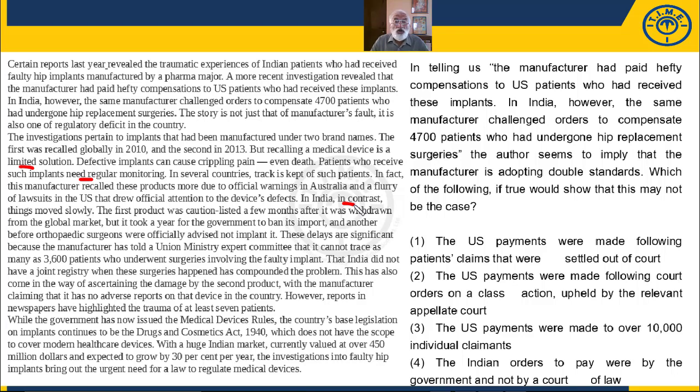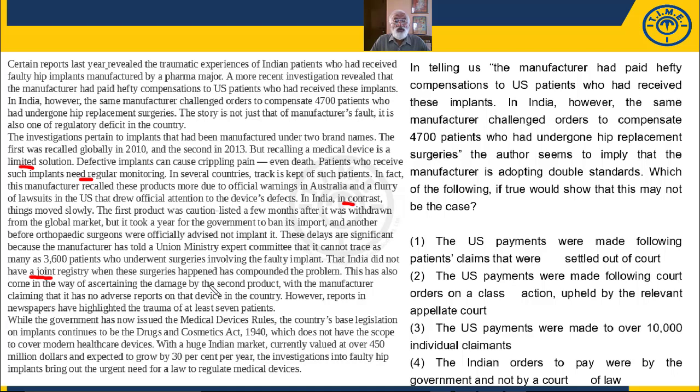That India did not have a joint registry. And therefore, if you are talking about a joint registry, we'll come back to that term, but just keep it in mind. That India did not have a joint registry when these surgeries happened has compounded the problem. Has compounded what problem? The problem of not being able to locate patients. See, over here we have these delays are significant because the manufacturer has not been able to trace, and the absence of a joint registry has compounded the problem. So basically it's about being able to keep track of patients, and we aren't able to keep track because one, there's too much delay, and two, we don't have a joint registry. We'll discuss joint registry a little later.